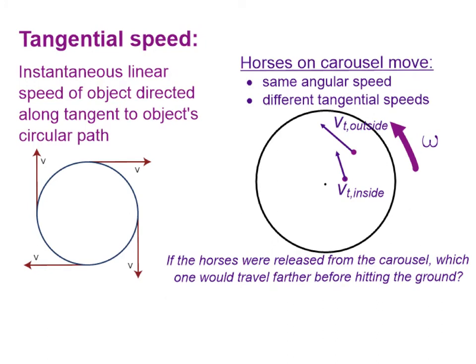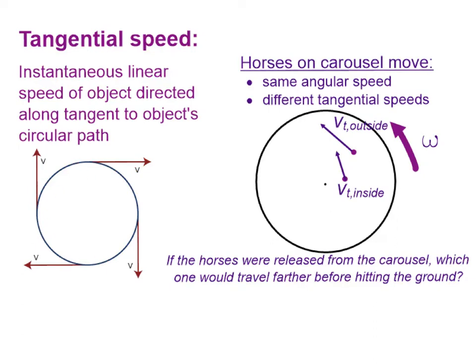So let's start by looking at tangential speed. It really is just what the name implies. It is the instantaneous linear speed of an object directed along the tangent to the object's circular path. It's a lot of words, but what does that mean? Let's pretend that there is a ball being held by a string and swung about in this circle. At any moment, that ball has an instantaneous linear speed in this direction. It is tangent to the object's circular path.